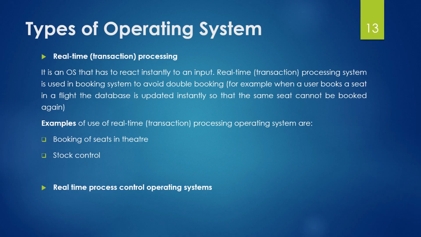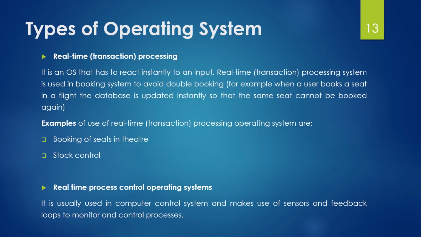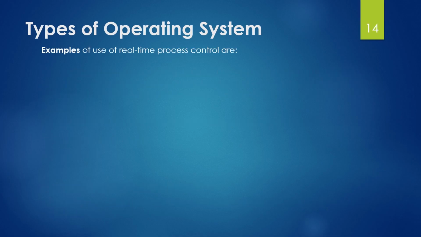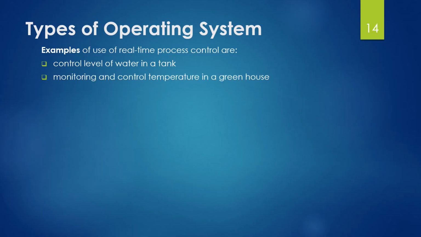The second one is the real-time process control operating system. It is usually used in computer control systems and makes use of sensors and feedback loops to monitor and control processes. Examples of use of real-time process control are: controlling the level of water in a tank, monitoring and controlling temperature in a greenhouse, and aircraft control.